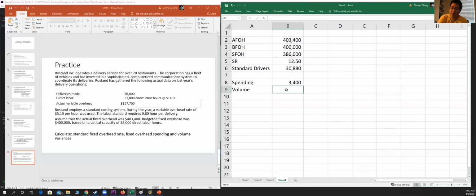And what is volume variance we talk about? Volume variance is the difference from subtracting standard fixed overhead from budgeted fixed overhead. It is 14,000. It is again unfavorable. And the total variance is going to be 17,400 for fixed overhead. All right, that's all for today.